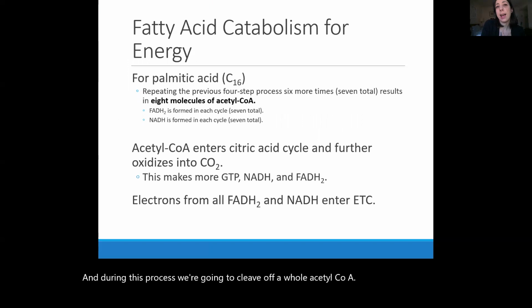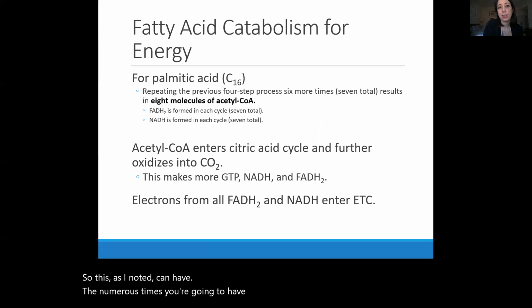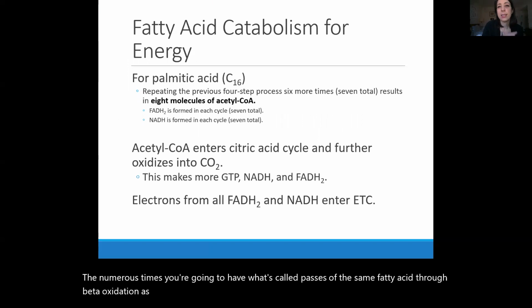So this, as I noted, can happen numerous times. You're going to have what's called passes of the same fatty acid through beta oxidation as it sequentially cleaves off an acetyl-CoA until essentially there's nothing left of it.